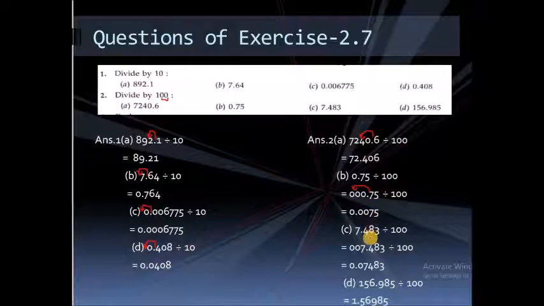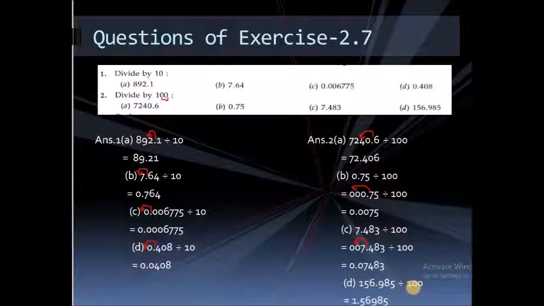Okay. In C part also, I have to shift my decimal point two times because two zeros are present in 100. Okay. So two times I have to shift my decimal point to the left. So I can write it as 007.483. Both of these numbers are same. I can write as many zeros as I want in front of this number. So if you shift this point two times to the left, it will come here. Okay, so my answer is 0.07483.